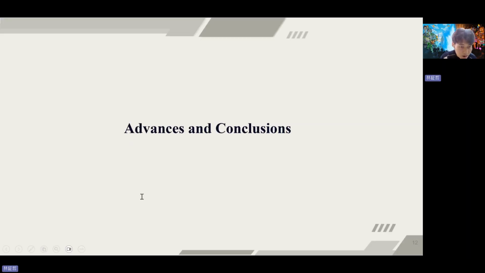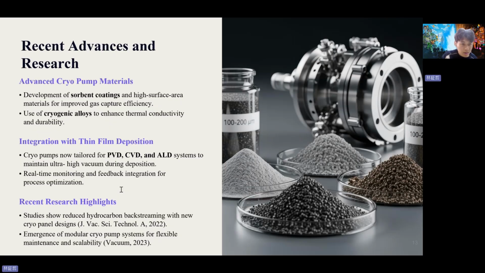Next, I will introduce recent advances and future trends. In recent years, cryo pump technology has continued to improve. Researchers are developing better sorbent materials and better thermal design to improve gas capture efficiency and durability. Cryo pumps are also being better integrated with modern deposition systems such as PVD, CVD, and ALD. Some systems now include real-time monitoring and smarter control. These improvements make cryo pumps more efficient and more suitable for advanced manufacturing.